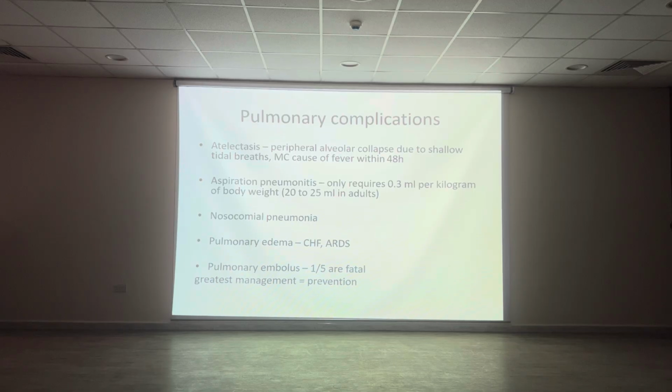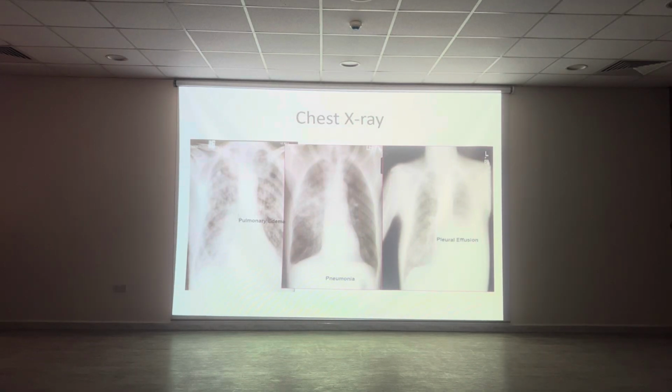You can see these X-rays. These are different X-rays for different conditions that may happen post-operatively. The picture on the right represents a pleural effusion. You can see obliteration of the costophrenic angle. The opacity on the right represents collapse of the lung, and the hemithorax on that side is filled with fluid. The one in the middle represents pneumonia.